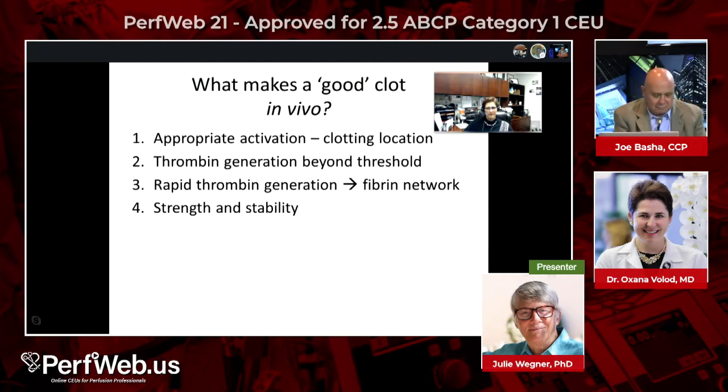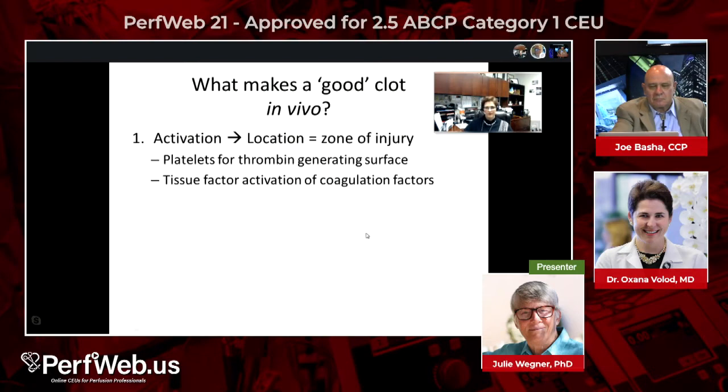Then what has to happen is thrombin generation has to get beyond a certain threshold for clot formation to go completely forward and to completion. And then after it reaches that threshold, you get rapid thrombin generation, or a thrombin burst, where from there you can make and create the fiber network, which is going to cause the clot to be stable, increase the strength of the clot, and then allow it to be stable enough in its position so that it can do wound healing. So let's look at some of those things.